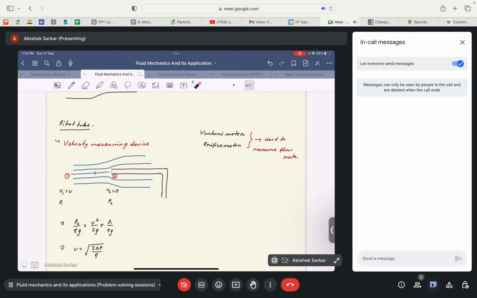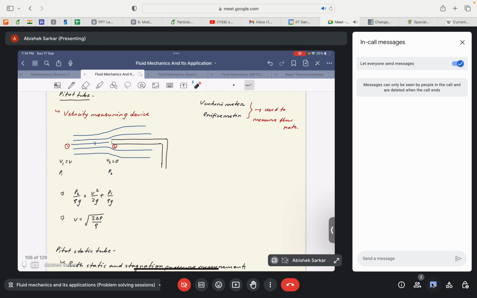Okay. So again, the basic principle upon which the pitot tube works is very simple. We apply Bernoulli's equation between 2 points in the flow field, and these 2 points are specifically selected in a way that one of the points lies in the flow field that moves along with the flow velocity, right? So at that point the velocity would be equal to the flow velocity in the flow domain.